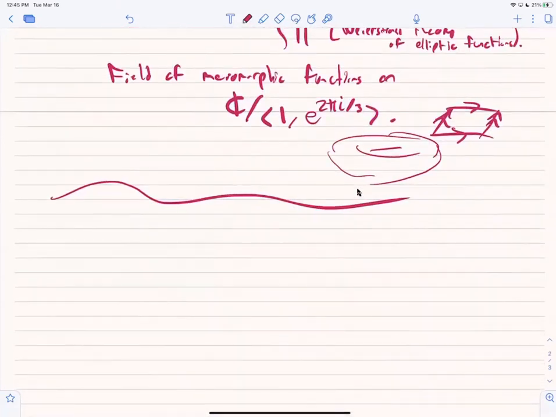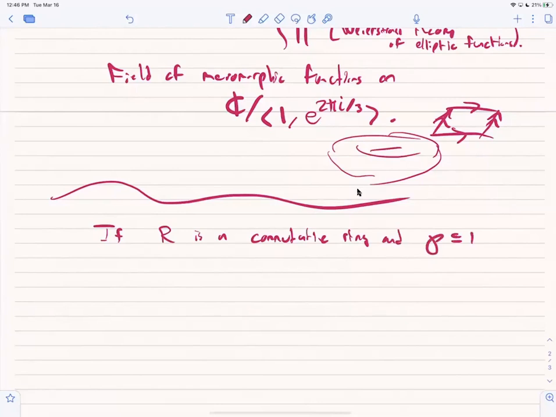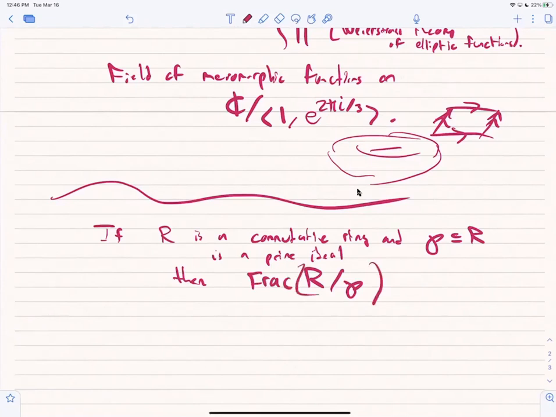Just by saying, if R is a ring and P is a prime ideal, then R mod P is an integral domain, and that's what it means to be a prime ideal. It means the quotient ring is an integral domain. So you can take the fraction field of R mod P. Now this is a field.